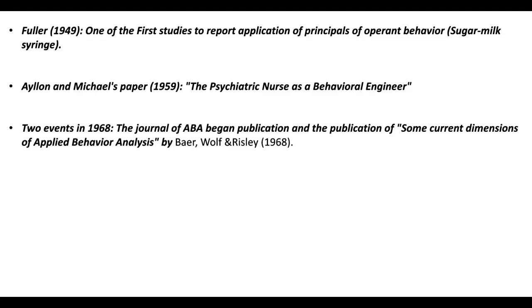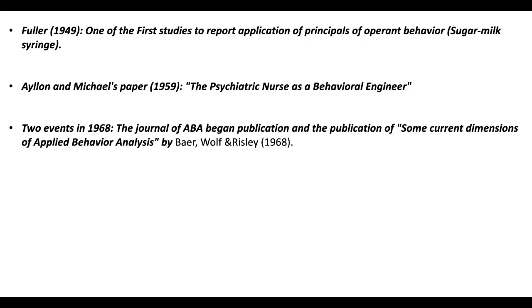Then in 1959, Allen and Michael's paper was published, called The Psychiatric Nurse as a Behavior Engineer. Again, this was about a psychiatric nurse who used applied behavior analysis to help a group of elderly socialize and work together in different activities.